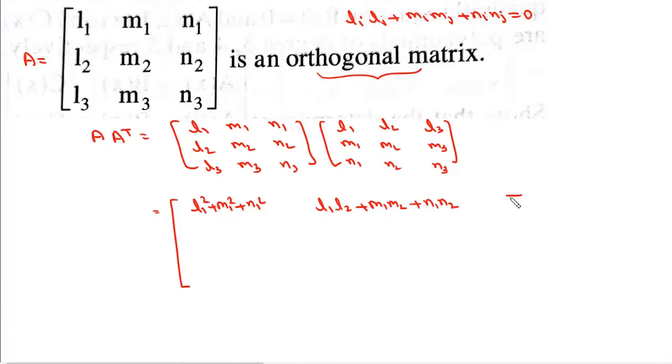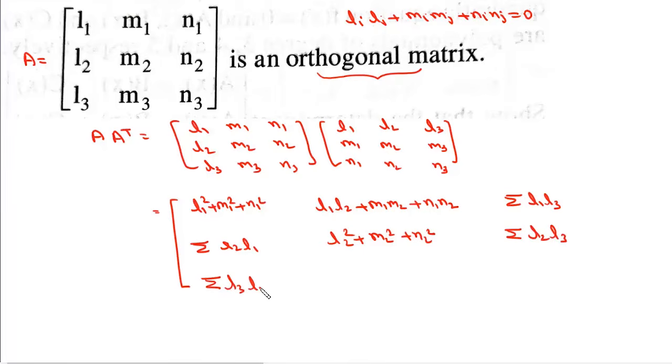Now here will be this cyclic summation L1 L3. Now here will be this cyclic summation L2 L1. Here will be L2 square plus M2 square plus N2 square, and here will be the cyclic summation L2 L3. This is summation L3 L1. This is summation L3 L2, and here will be L3 square plus M3 square plus N3 square.